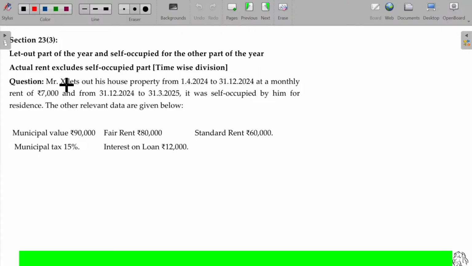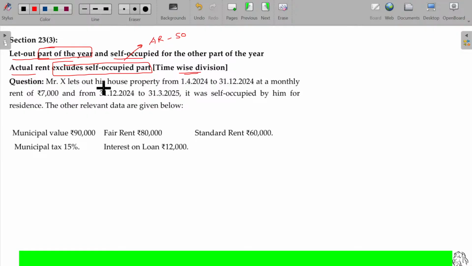Yes. Come on, try this. Let out part of the year and self-occupied the other part of the year. In this case, actual rent excludes self-occupied part, time-wise division. Okay, it means annual rent minus self-occupied period will be removed, or rent for the self-occupied period will be removed. Treat like unrealized rent, but it's not unrealized rent, right?